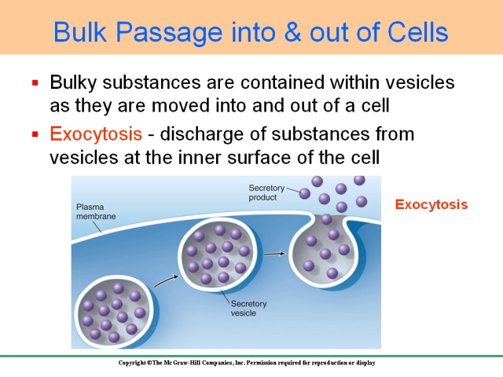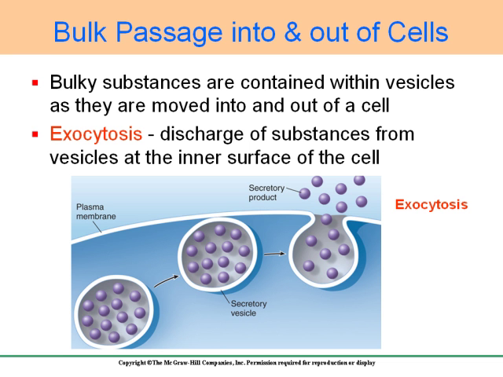The diagram below is going to illustrate movement of substances from the inside of a cell to the outside of a cell. When you have substances moving from the inside of a cell to the outside of a cell, that's referred to as exocytosis. What we have here is a situation where things are exiting the cell. Exit, exocytosis, which is the discharge of substances from vesicles at the inner surface of the cell.